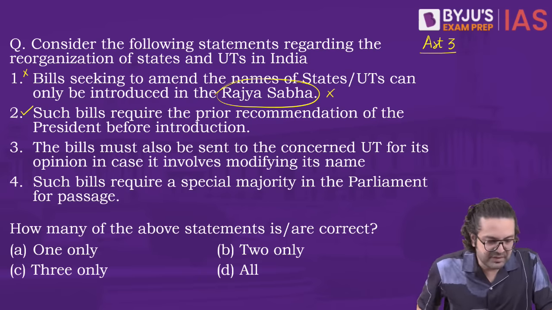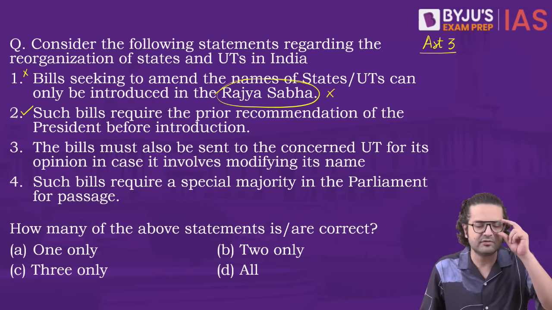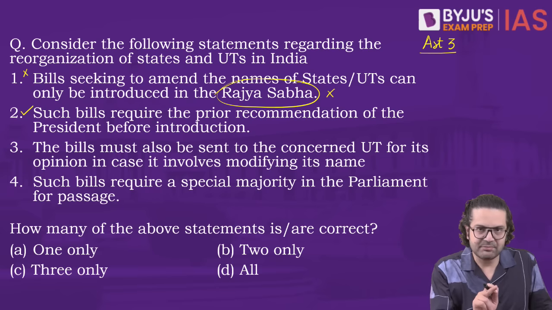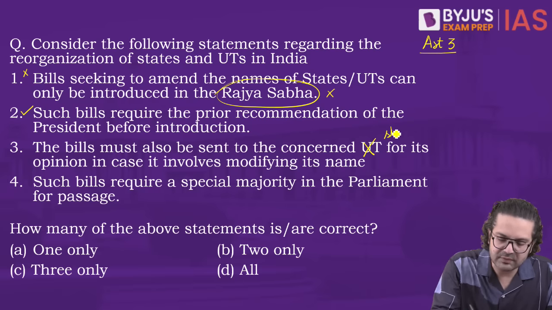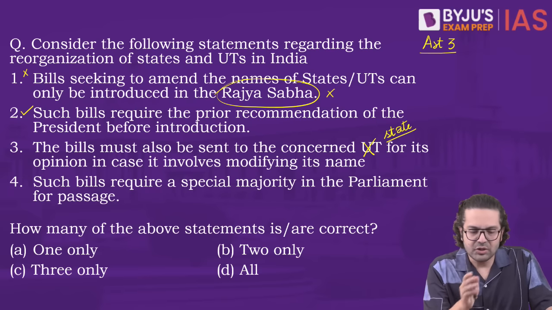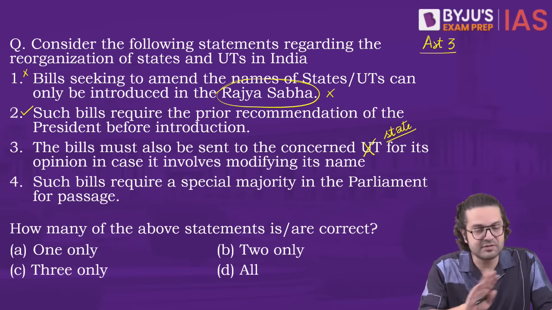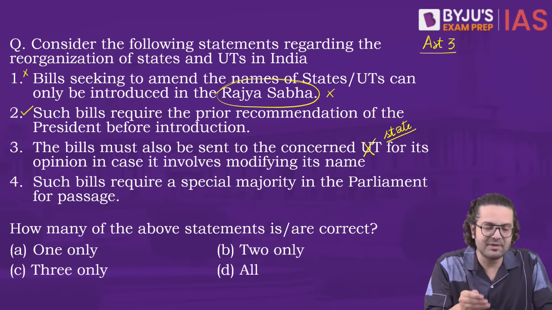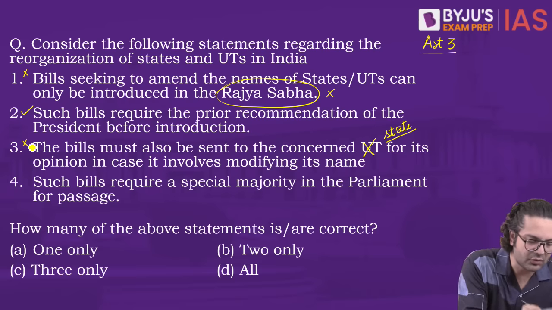Number 3, the bills must also be sent to the concerned UT, the Union Territory, for its opinion in case it involves modifying its name. This statement would have been correct if it was the state. So whenever any state's boundary has to be changed or its name has to be modified, you need to send the bill to the state legislature for its opinion, which is not binding, but the same is not needed for the Union Territory. So 3 is wrong.